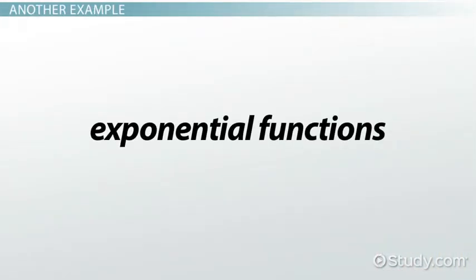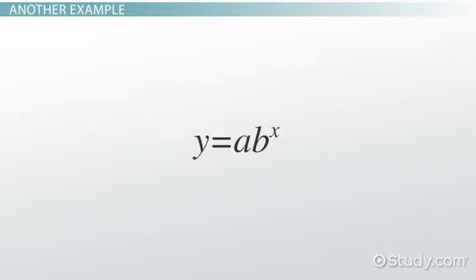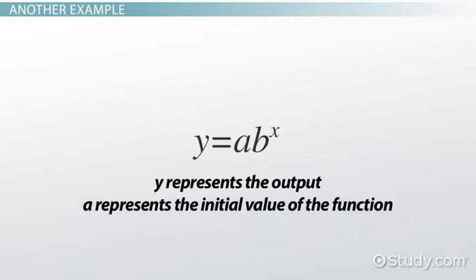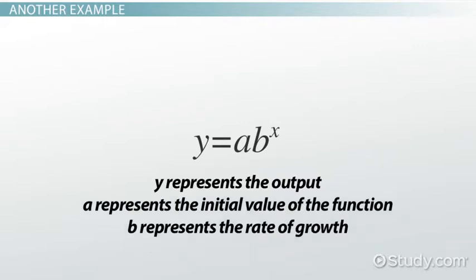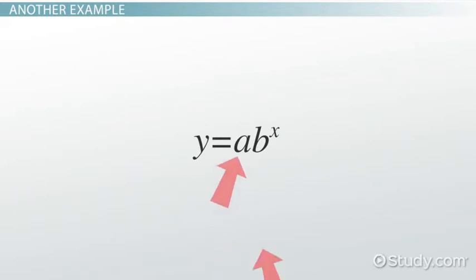In this lesson, you learned about exponential functions. An exponential function is written in the form y equals a times b to the power of x. Y represents the output, a represents the initial value of the function, b represents the rate of growth, x represents the input. In an exponential function, a is multiplied by b x times to create y.